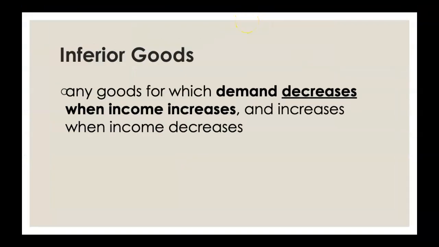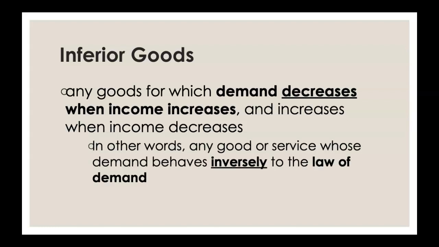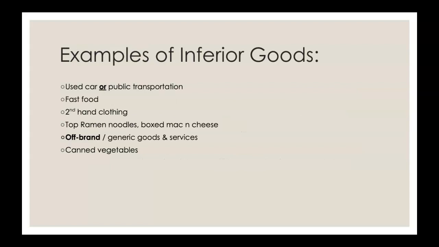Any goods for which demand decreases when income increases and increases when income decreases. So it works in the opposite way of normal goods. In other words, any good or service whose demand behaves inversely to the law of demand. So, used car or public transportation. Generally in our country, you're going to only use public transportation if you can't afford your own car.